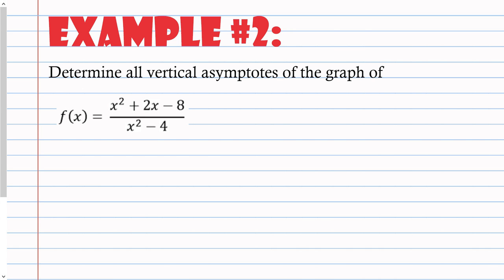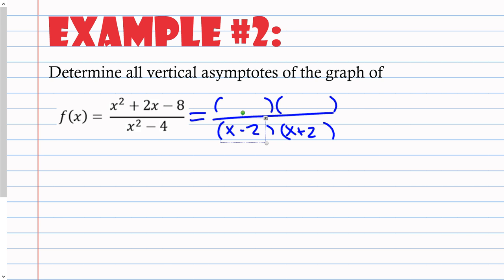Okay, example 2, determine all vertical asymptotes of the graph. So basically the same as example 1, only that here, because we're going to be careful, we want to make sure that there aren't any holes, and I already told you that there was. There's one nice little hole there. So factor out. The bottom is conveniently a difference of squares, right? So x minus 2 and x plus 2.